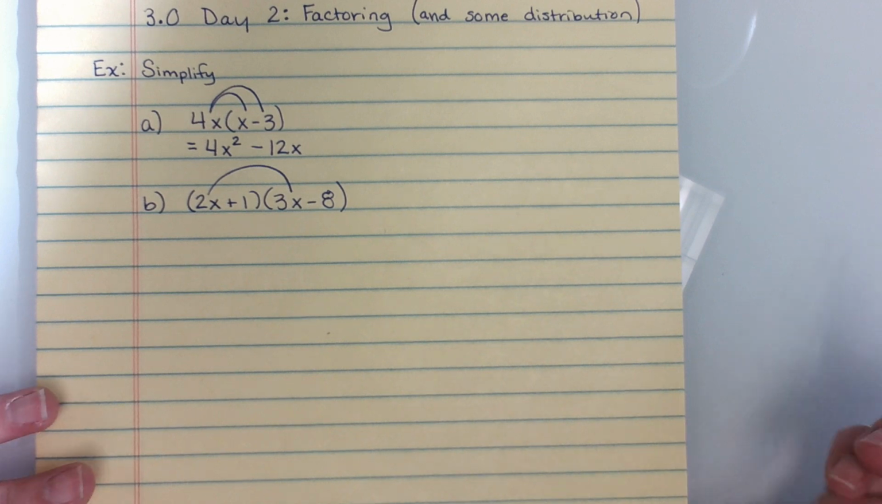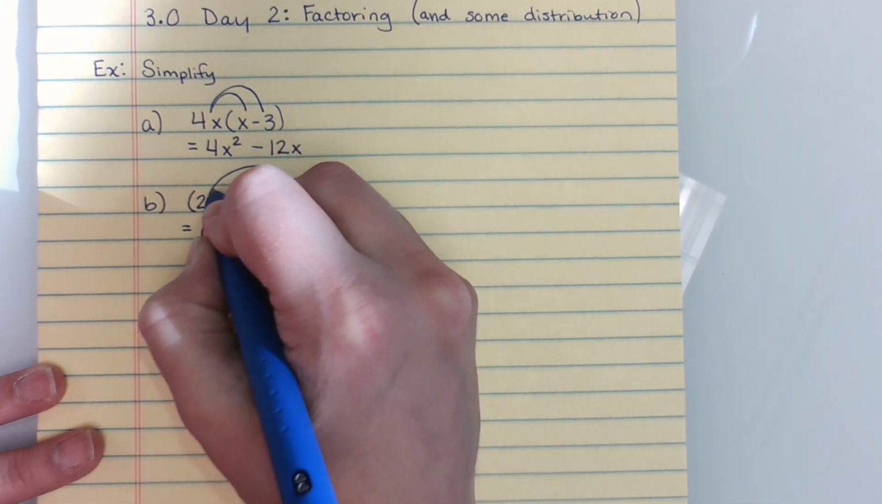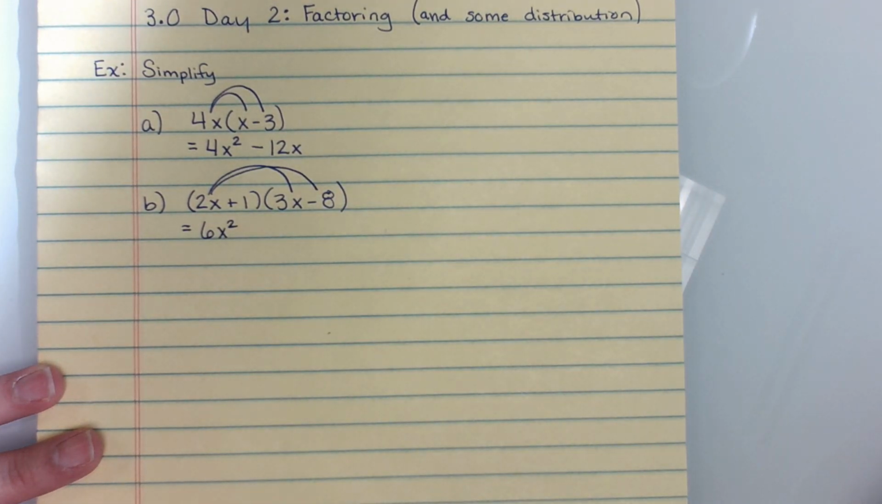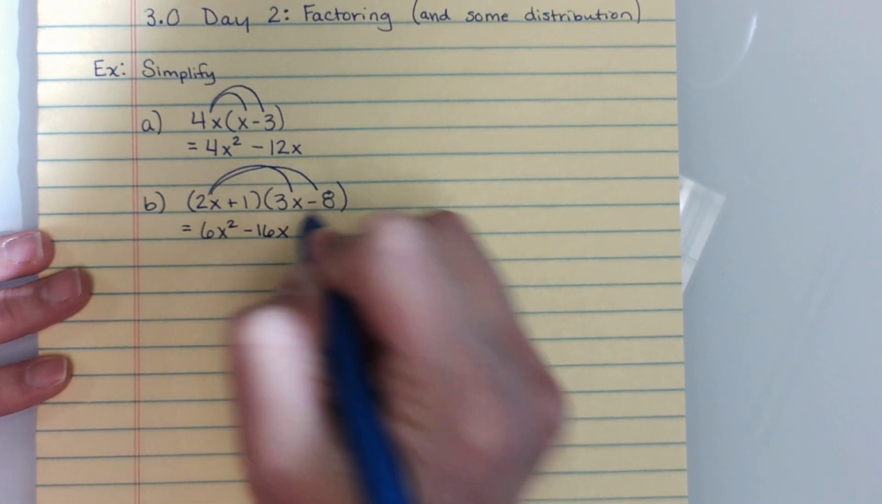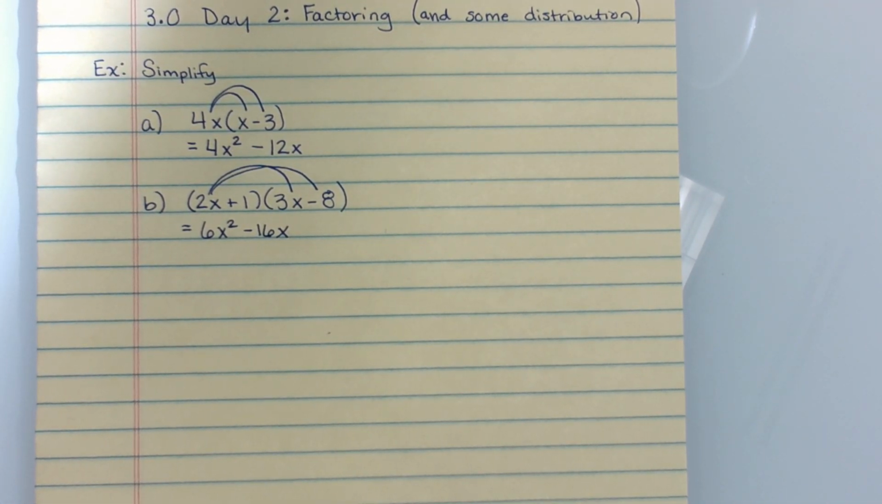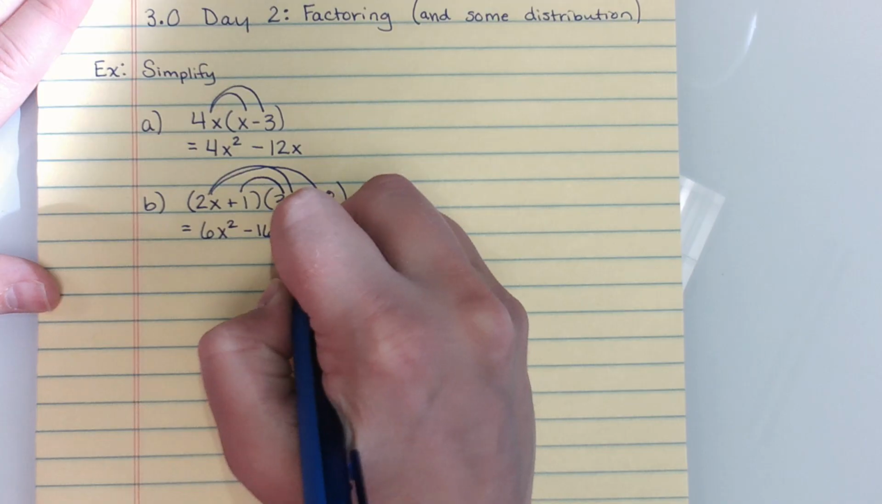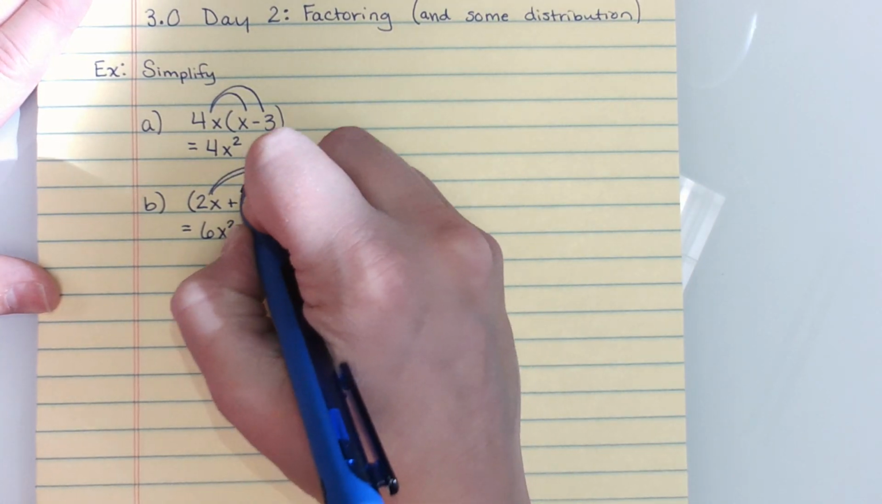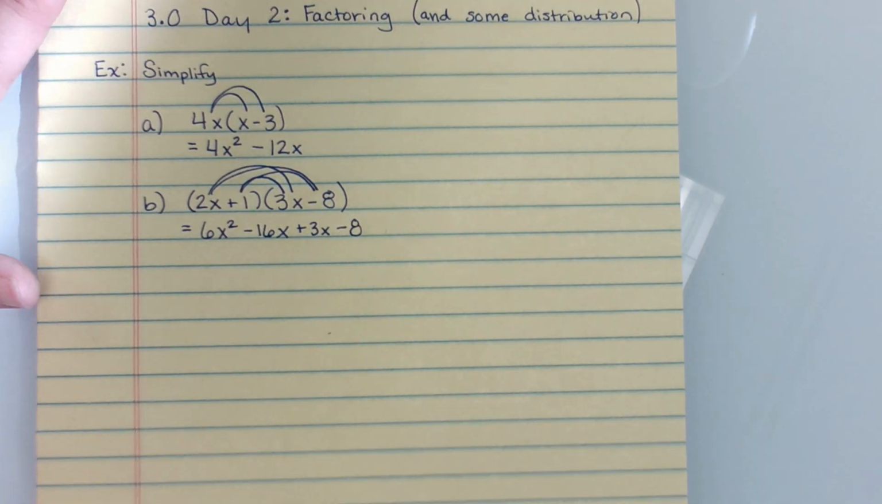2x times 3x. 6x squared. 2x times negative 8. Negative 16x. Do I have to multiply the 2x by anything else? No. So I move on to the 1. And I distribute it. 1 times 3x. 3x. 1 times negative 8. Negative 8. Now, after you distribute, you should always combine like terms if possible.